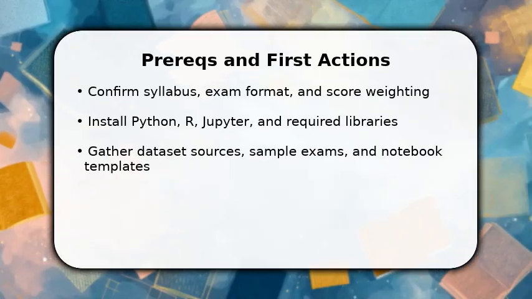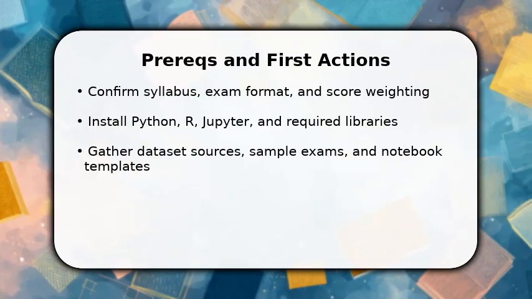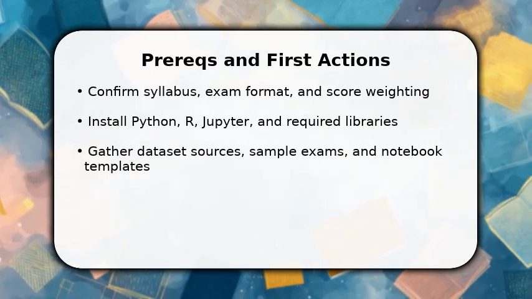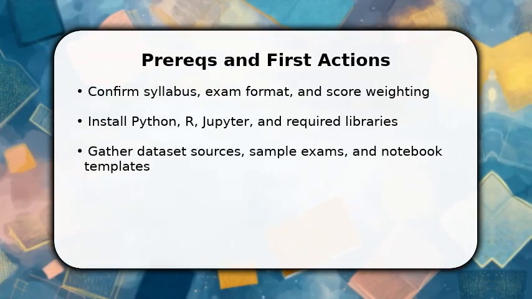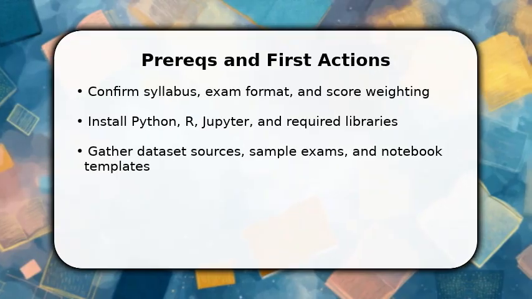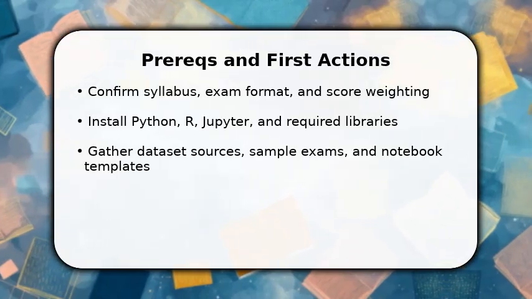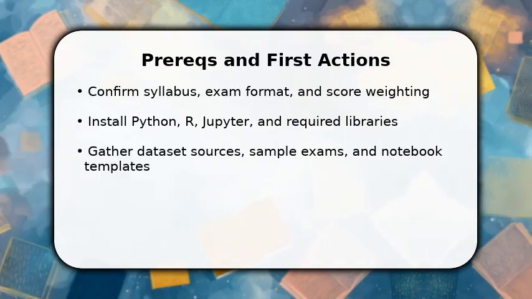You begin by verifying prerequisites and exam format so you focus on what counts. Install Python and R, set up Jupyter, and load libraries. This removes tool friction. Next, download representative datasets and at least 2 pass-style exams to calibrate timing and difficulty.